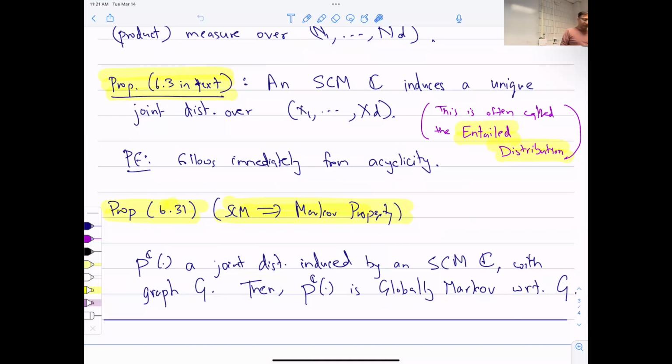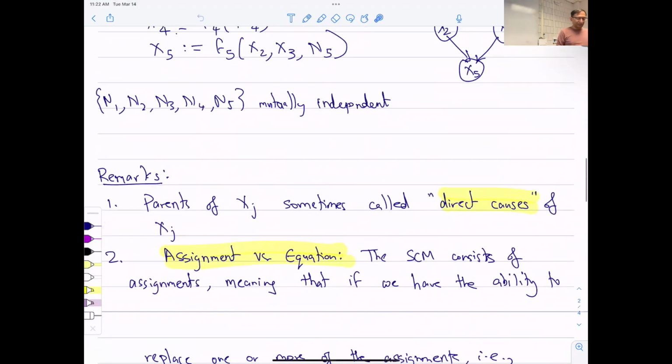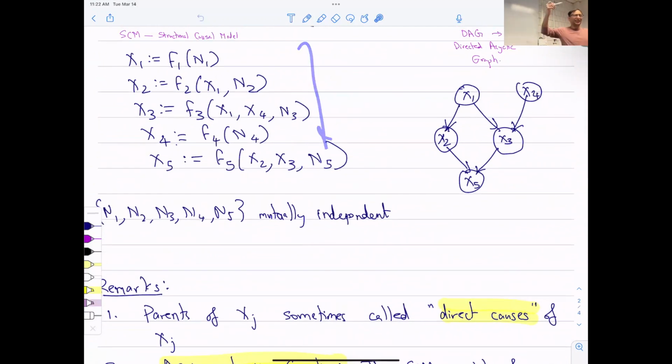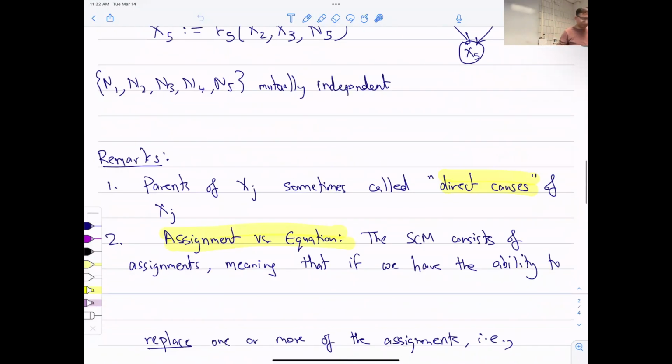The proposition, again, from now on, I'll not prove most things. I'm just going to talk about things. A few things here and there I'll prove, but mostly not. The proposition is that the structural causal model induces a unique joint distribution over x1 through xd. And this is called the entailed distribution. Think about it, this is rather immediate, because once I have this, there's a directed structure. So if I just do the lexicographic ordering on it and go down through these equations, I'll get the joint distribution, and that should be unique. So you can see that the proof should follow.